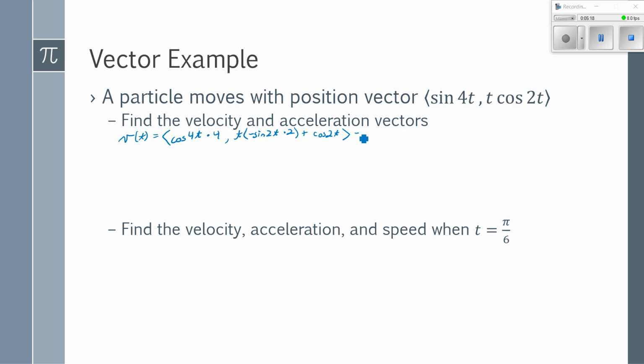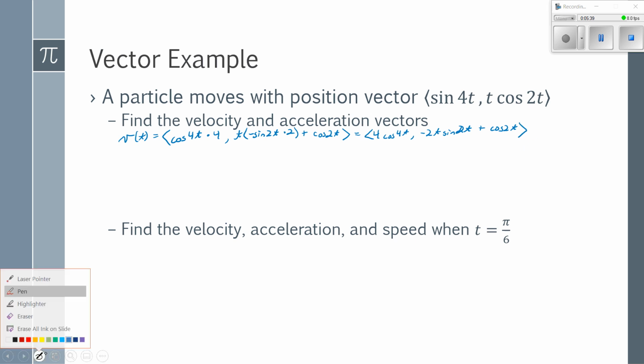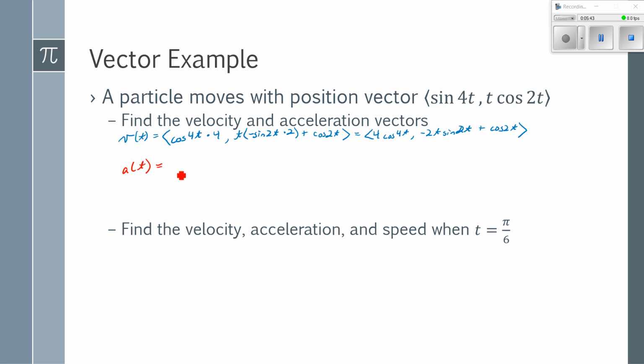And I'm going to clean that up a little bit because I know I'm going to have to take the derivative of that for the acceleration vector. So this is 4 cosine 4t and negative 2t sine of 2t plus cosine of 2t. And now I can take the derivative of that to get the acceleration vector.